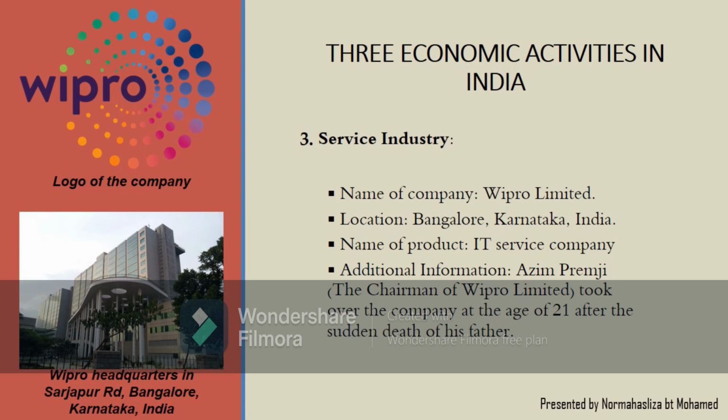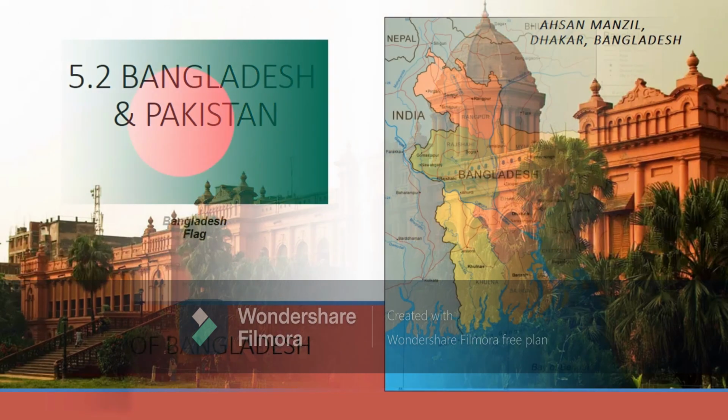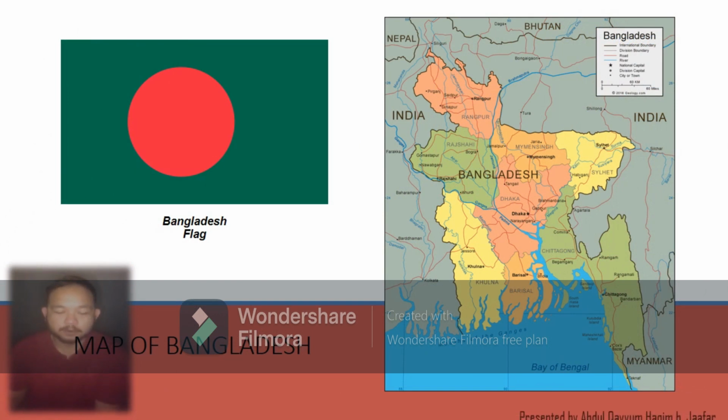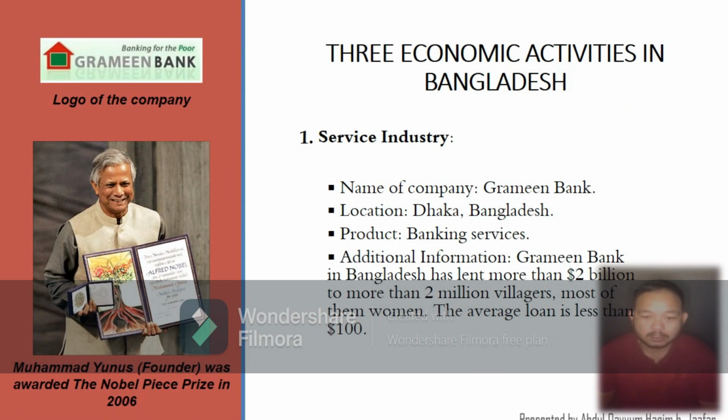So I pass to my friend for the next three economic activities of other sub-regions. Hi, for the sub-region, Bangladesh and Pakistan, 5.2. Here is a Bangladesh flag and a map of Bangladesh. Okay, and there are three economic activities in Bangladesh.